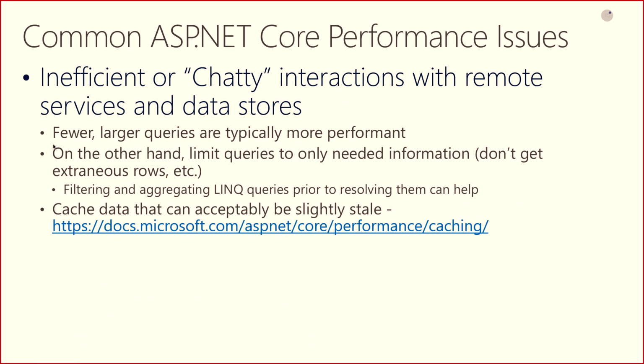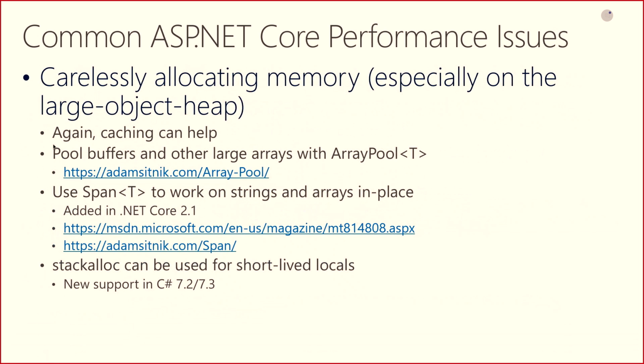Do it as seldom as you can, and do it in as efficient a way as you can. Don't get extra data if you don't need to. And again, we've got caching APIs that can help with this. And then finally, just look out for memory issues if you're allocating a lot, especially if you're allocating objects that are going to be more than 85,000 bytes. That's something you want to try to be really careful with. And we've got ArrayPool to help with that.